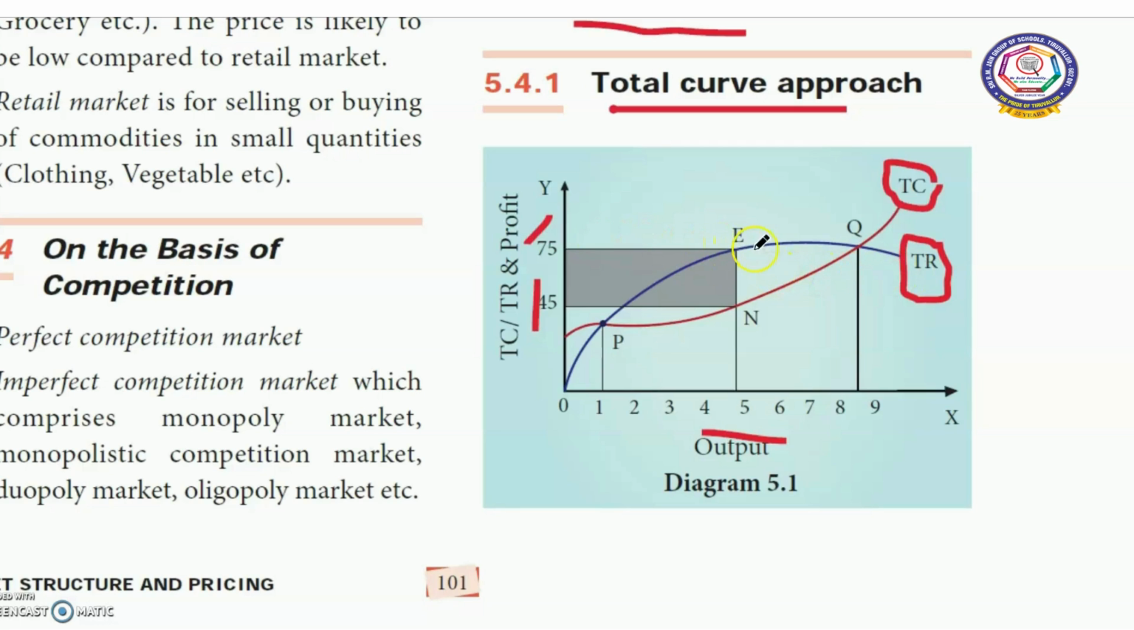Here the shaded area denotes profit. So, profit is maximum here when Q, that is quantity, is 5. This you can see. This shaded portion is the profit.